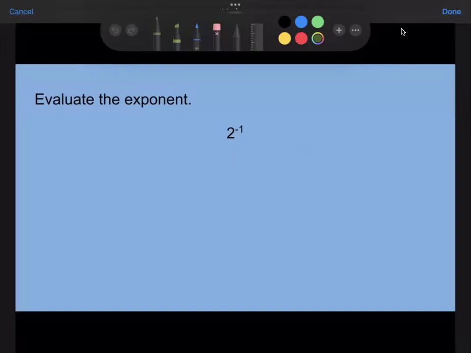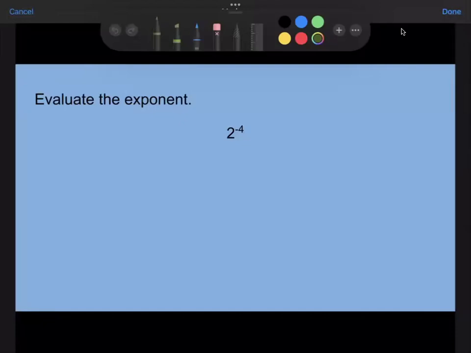Okay, here's the next one we're going to look at. This is 2 to the negative first power, and we're going to evaluate it to see what it's equal to. I'm going to rewrite it over here, just so I have a little bit more room: 2 to the negative first power. First, I have to turn it into a fraction by putting it over 1. Then I have to undo that negative exponent by flipping it to the other side. So this is 1 over 2 to the positive first power. Well, 2 to the first power is the same as the number, so 1 over 2. So that means 2 to the negative first power is the same as 1/2.